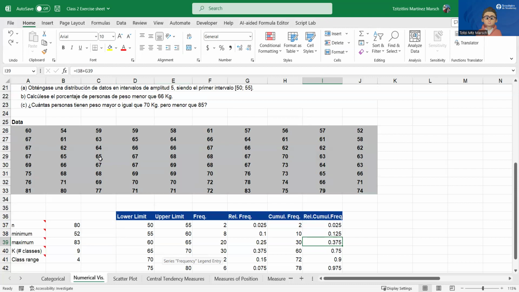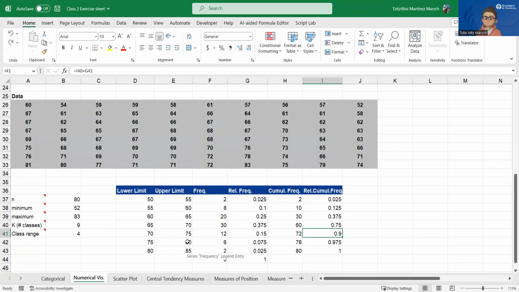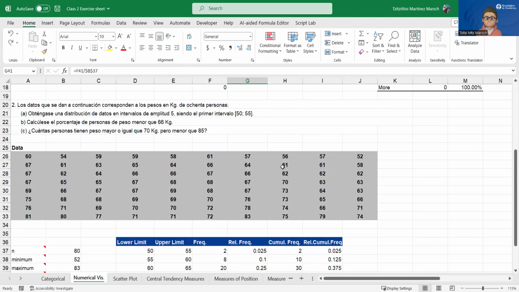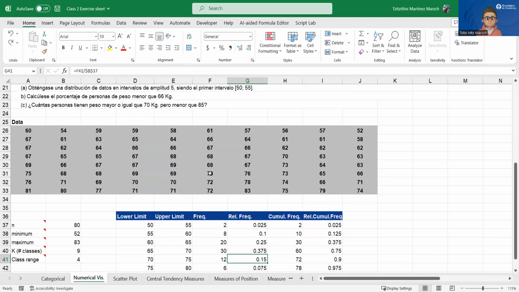Then it says how many people have a weight greater than 70, right here, but less than 85, which is right here. It's these. Now, what would you do? Greater than 70, right here, but less than 85. So one of the things is we have to find out where 85 is at. It's probably only once. Oh, there is none. The maximum is 83.